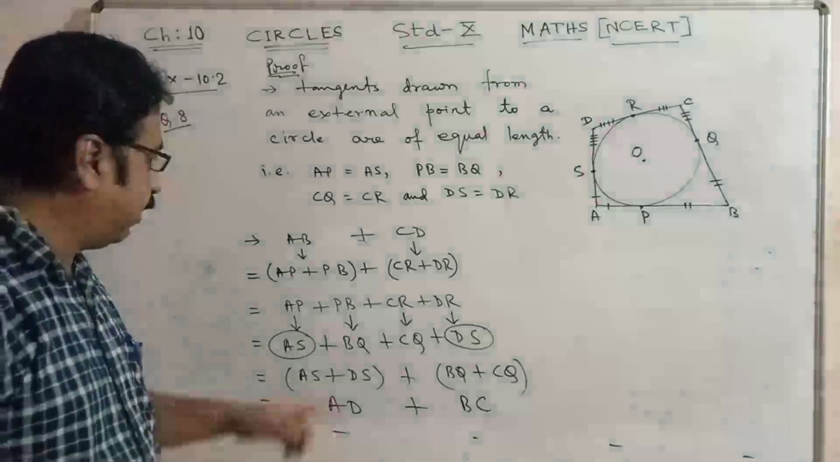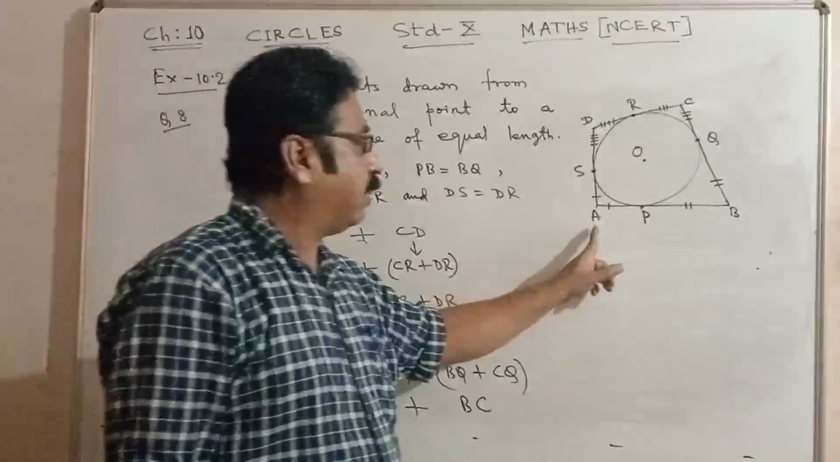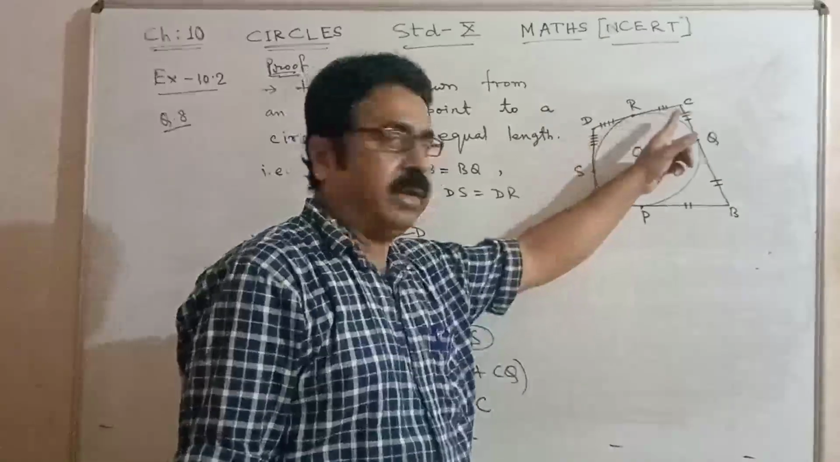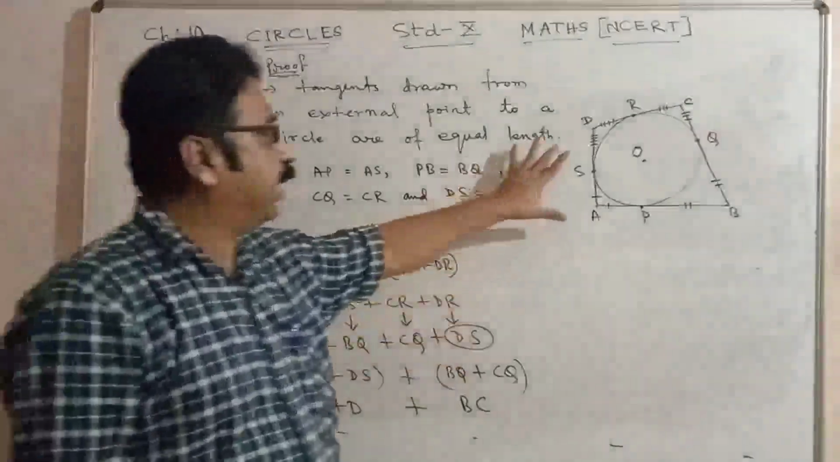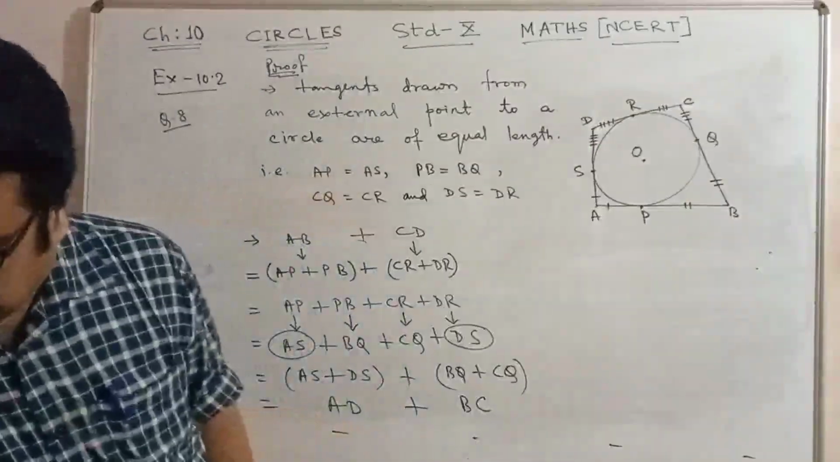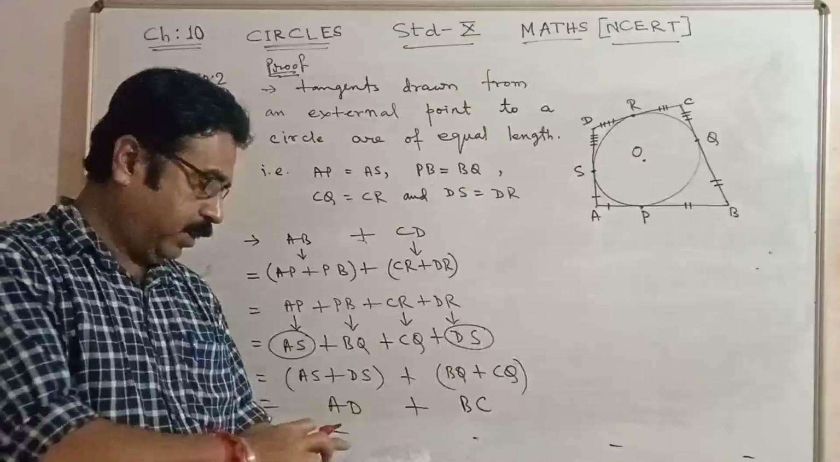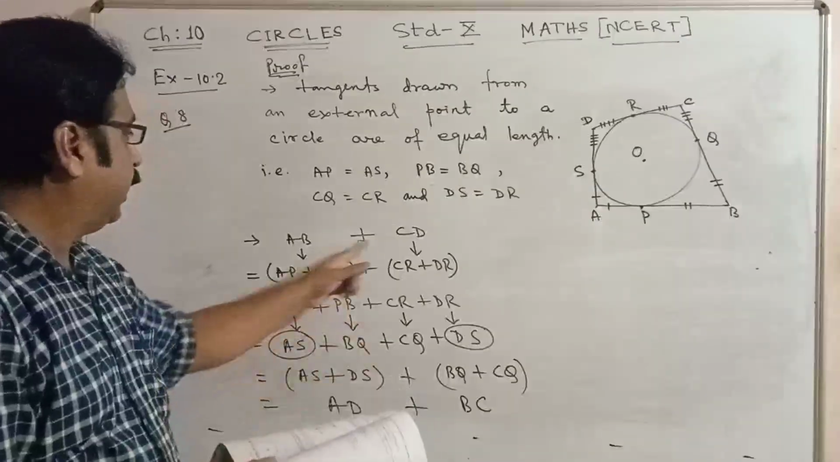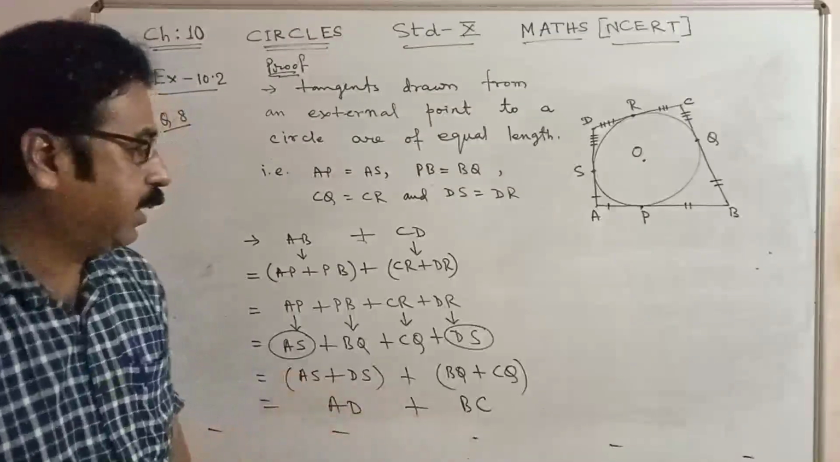So where did we start? We started from this part, AB plus CD. After that we got AD plus BC. So AB plus CD, here we got AD plus BC, hence proved.